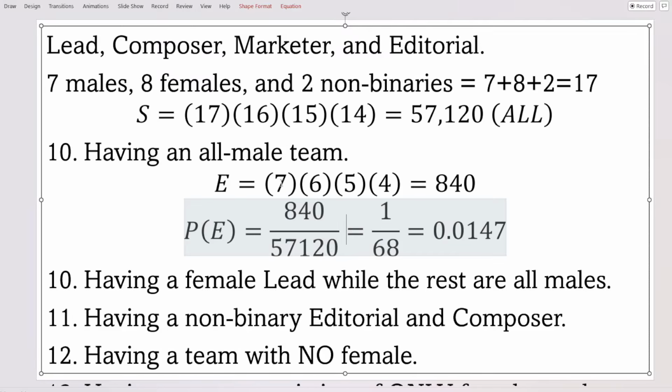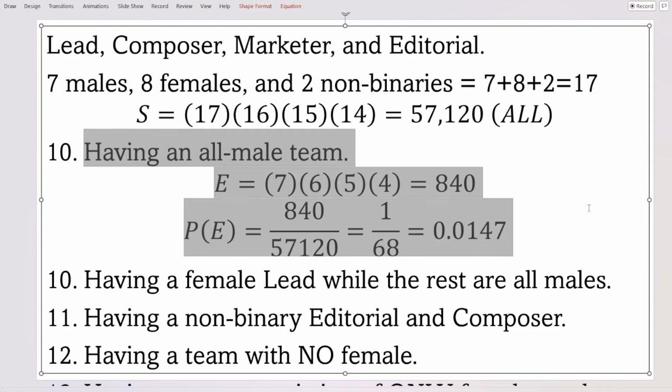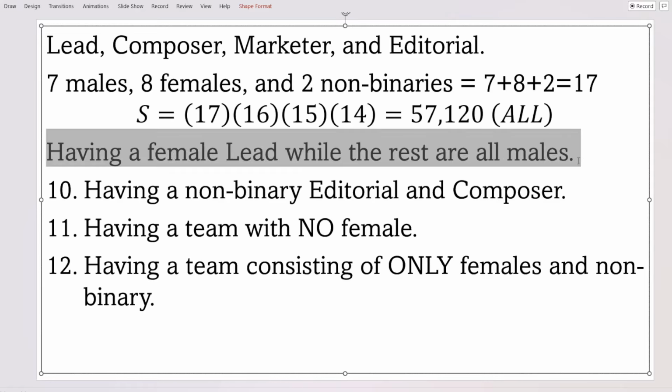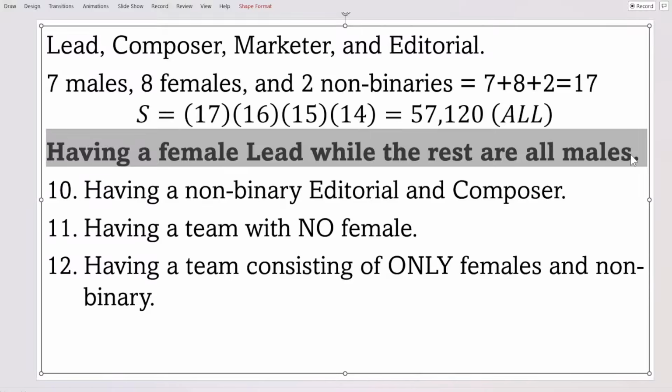Again, this one is male because 7 males, 4 slots. 7 on the first, 6, 5, and 4. Next, we move on to this problem, having a female lead while the rest are males.